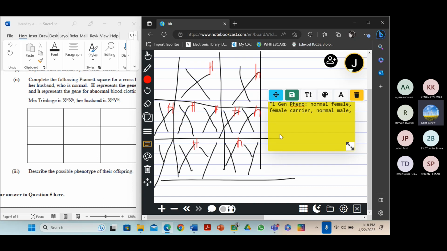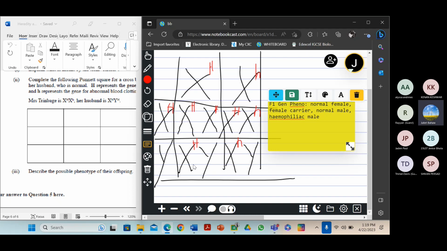And last but not least, the affected person here. They put hemophiliac. If you're suffering, you call it hemophiliac. That's like the adjective. Hemophiliac male. Now, if you have to put a ratio, out of 4 chances, there's a 25% chance, or 1 out of 4, that a child may inherit hemophilia.